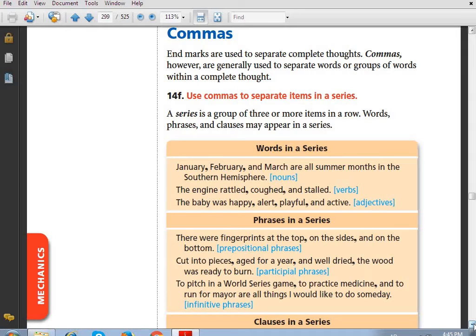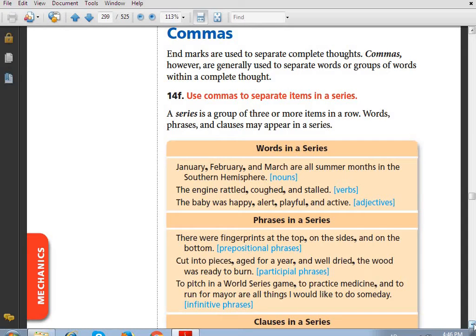Independent clauses that are long, or that contain commas, are usually separated by a semicolon. It means that, guys, if I have independent clauses in a series and they are short, I can separate among them by commas. But what if they are long? Then I have to separate among them by a semicolon. Okay, guys? Okay.